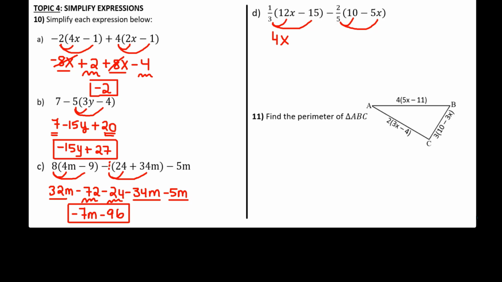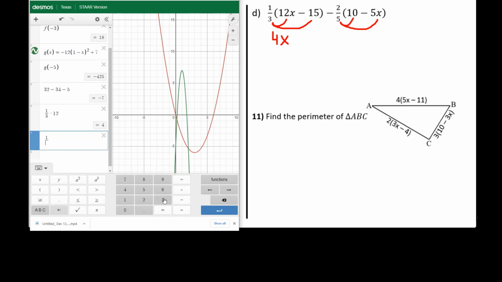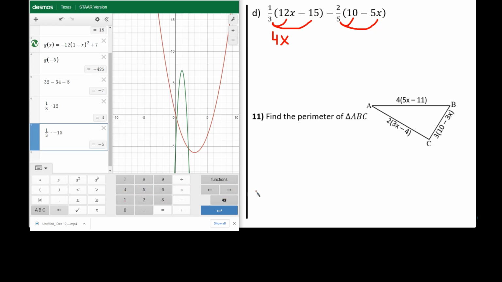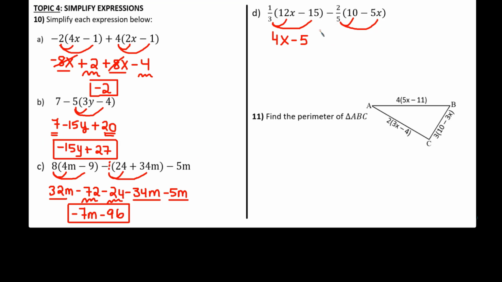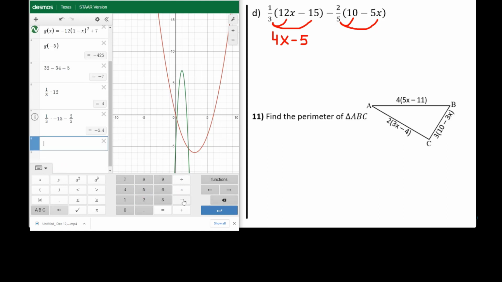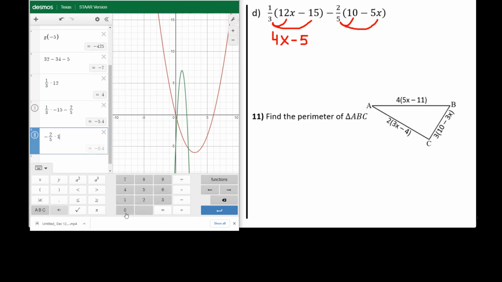Now let's do the same thing for the next term. So let's use a calculator. So this would be 1 divided by 3, arrow to the right, times negative 15. That gives us negative 5. And then we're going to do negative 2/5. So negative 2 over 5. Whoops, forgot to click a new box. So let's click again. Negative 2 divided by 5, arrow to the right, times 10.